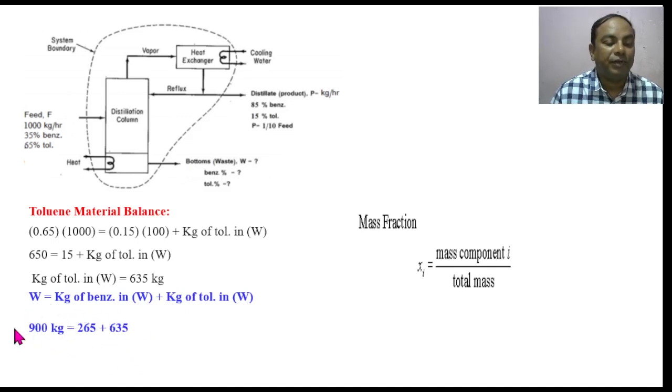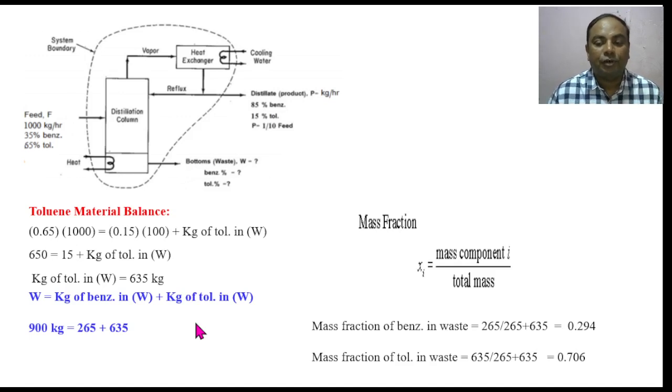So the left hand side balances the right hand side. Now what we want to find out is the mass fraction of benzene in waste. The mass fraction is equal to the mass of the component divided by the total mass.